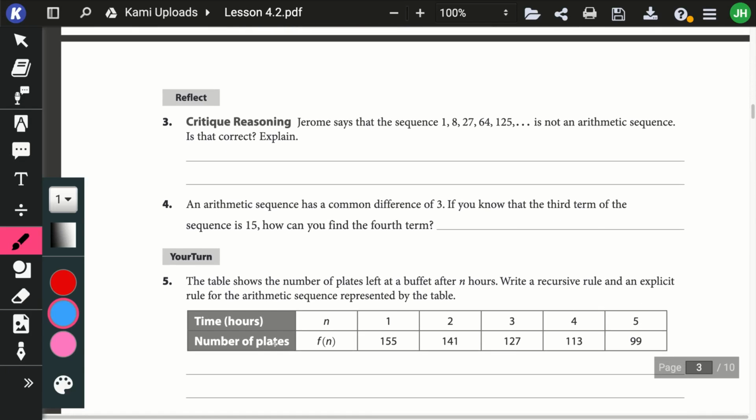So here's some reasoning. Read this for a moment. So if Jerome says the sequence 1, 8, 27, 64, 125 is not an arithmetic sequence, is that correct? Well, how can we tell? Remember, an arithmetic sequence must have a common difference, right?